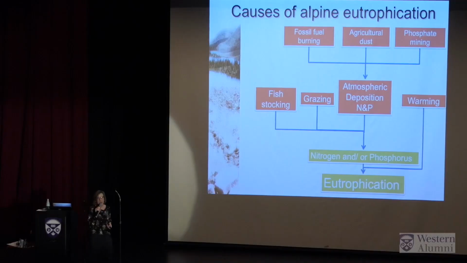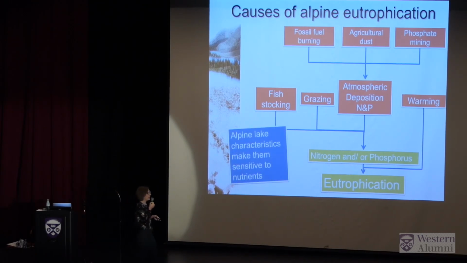Finally, we have the impact of warming. So warming doesn't actually directly increase the amount of nitrogen or phosphorus to the lakes, but it can cause algae to grow faster. And so it can actually be a factor in eutrophication at times as well.